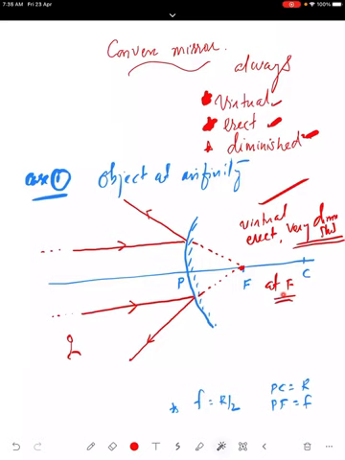Now, case two, when the object is at any finite distance, that means a measurable distance, say 30 centimeter, 100 centimeter, etc. Then where will be the location? That is the second diagram. So, we are making the second diagram here.